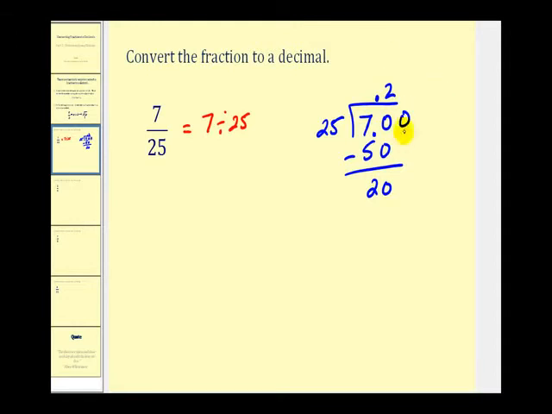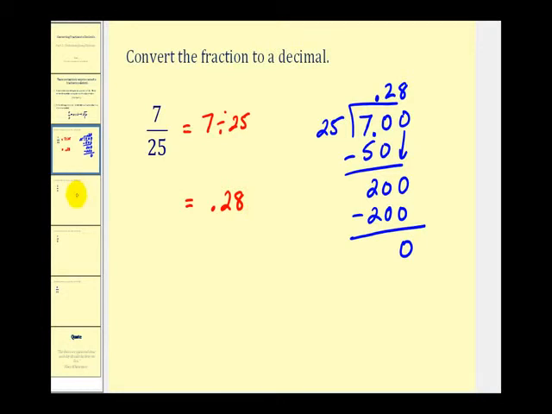So we'll add another 0 here and bring it down. And now we have to ask how many 25s are there in 200? Well, I know there are 4 25s in 100, so that means there would be 8 25s in 200. 8 times 25 would be 200. Now we subtract. Notice the difference is 0, therefore we're done. And this tells us that 7/25 in decimal form is 0.28, or 28 hundredths.